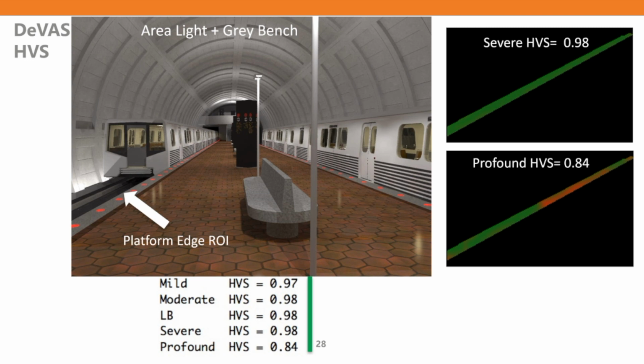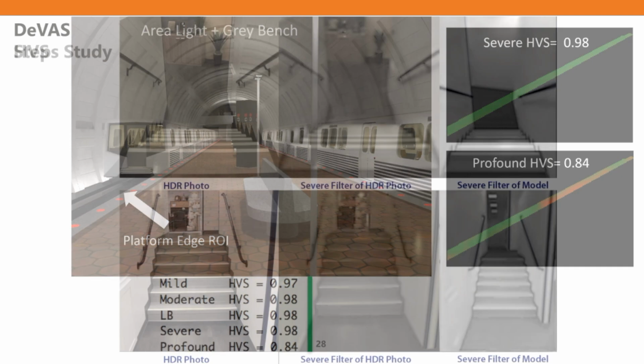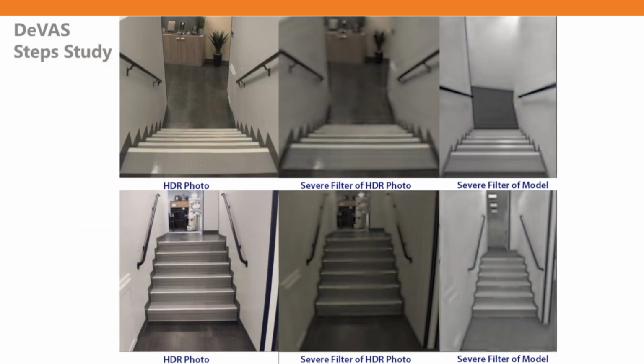Let's look at the edge that you might fall off. In both cases, severe and profound, I think we predict it's reasonably visible. So here's a case study. This environment hires people with low vision. This happened to be the result of a design that I was given the model of. They changed the width of the step, but everything else was the same.